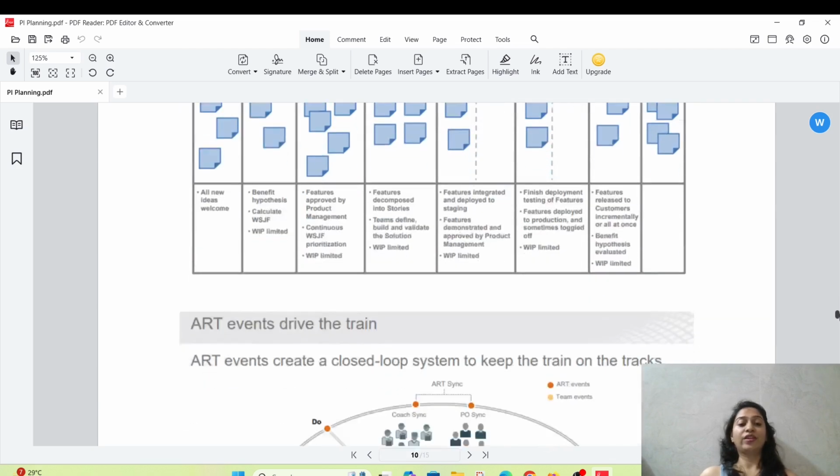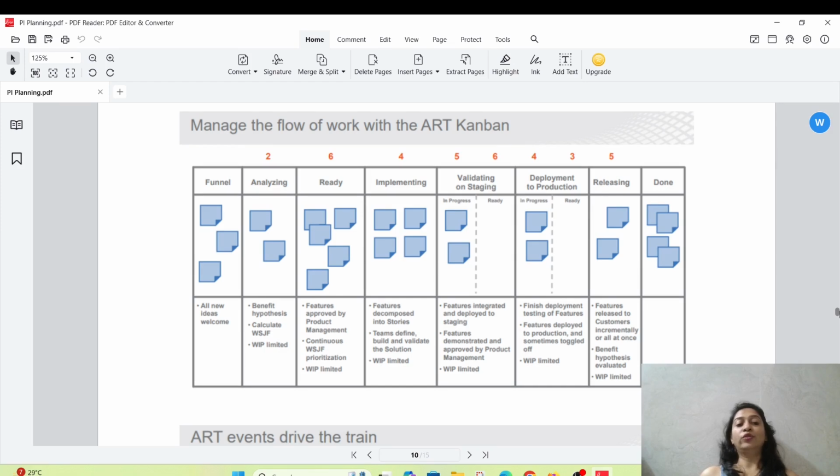So this is all about the managed flow of work with the ART Kanban board. Funnel, analyzing, ready, implementing, validating, deployment to production, releasing, and definition of done. This is the Kanban board. The steps are funnel, analyzing, ready, implementing, validation, deployment, releasing, and done. Just go through this chart, and through this video again and again.